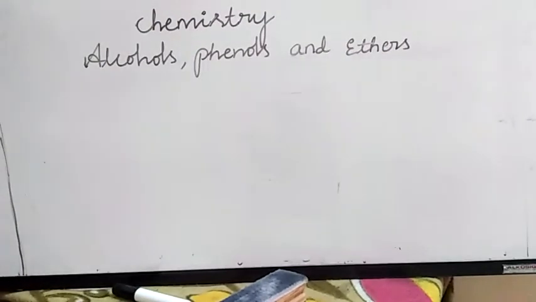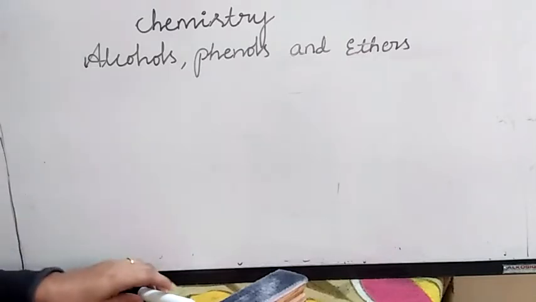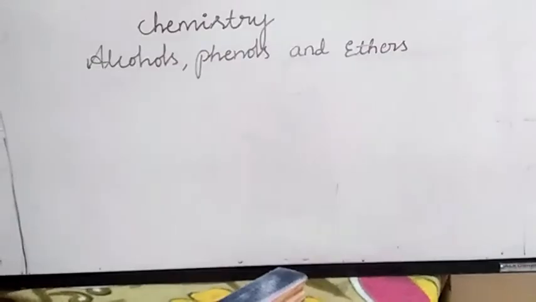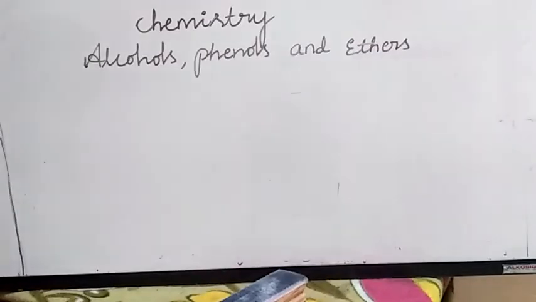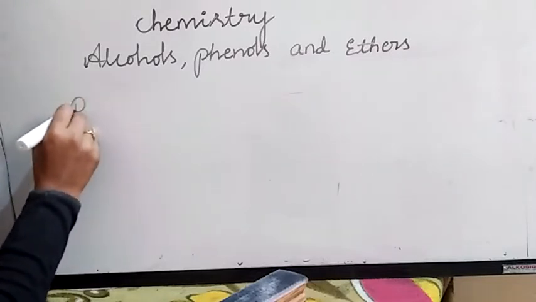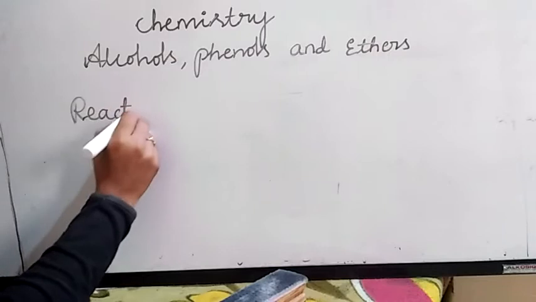In the previous class you have learnt about the effect of electron withdrawing groups and electron donating groups on phenol, and also dehydration of alcohols, oxidation using PCC, and the mechanism of dehydration of ethanol to ethene, and how we can identify primary, secondary and tertiary alcohols by Lucas test, right? So today's class is reactions of phenols.